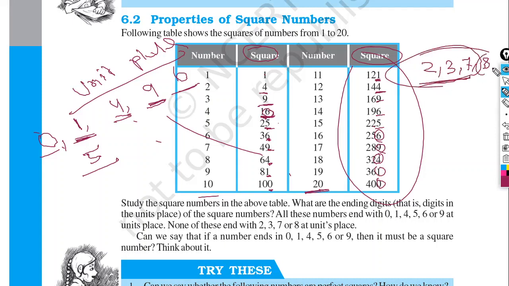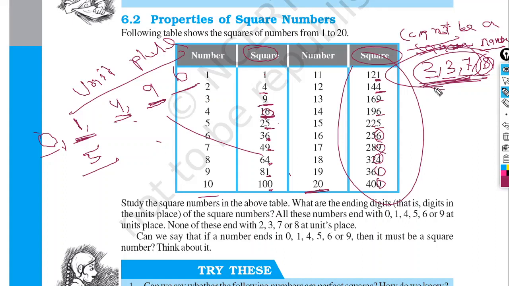8 also. So any number where 2, 3, 7, 8 is there in the unit place cannot be a square number. Okay, you can remember it or you can write it. Any number in which the unit place is 2, 3, 7 or 8 cannot be a square number. Okay, they cannot be a square number.